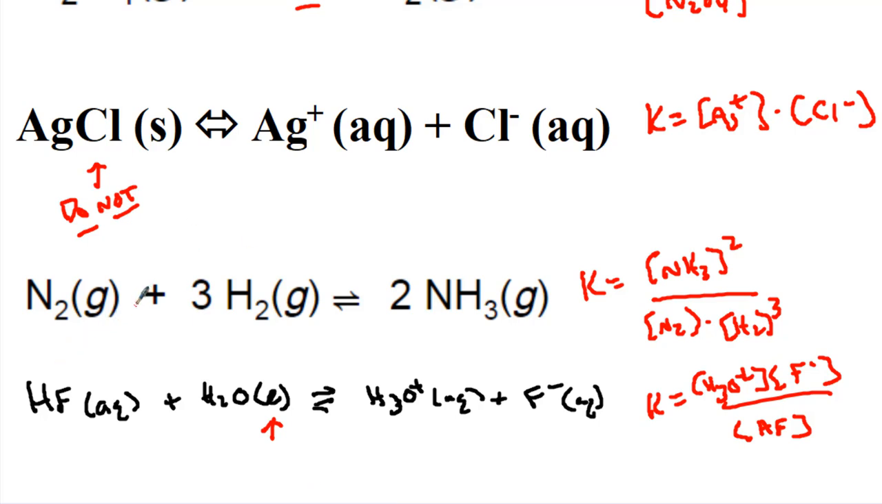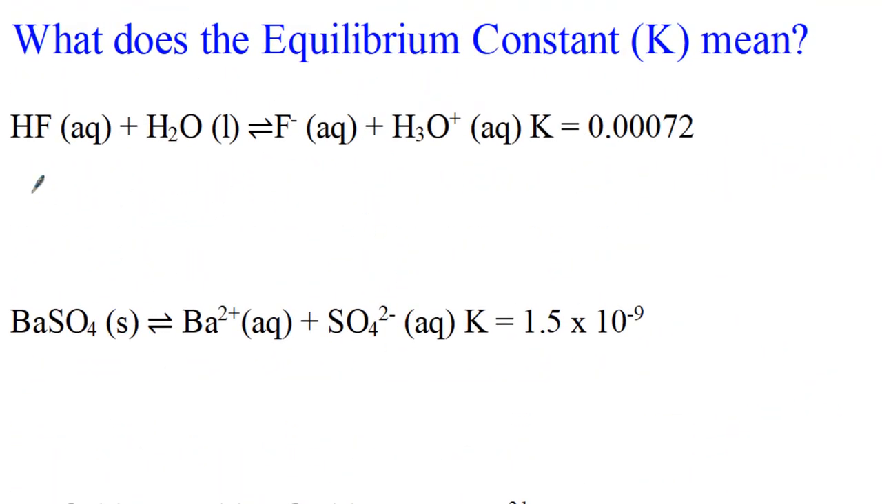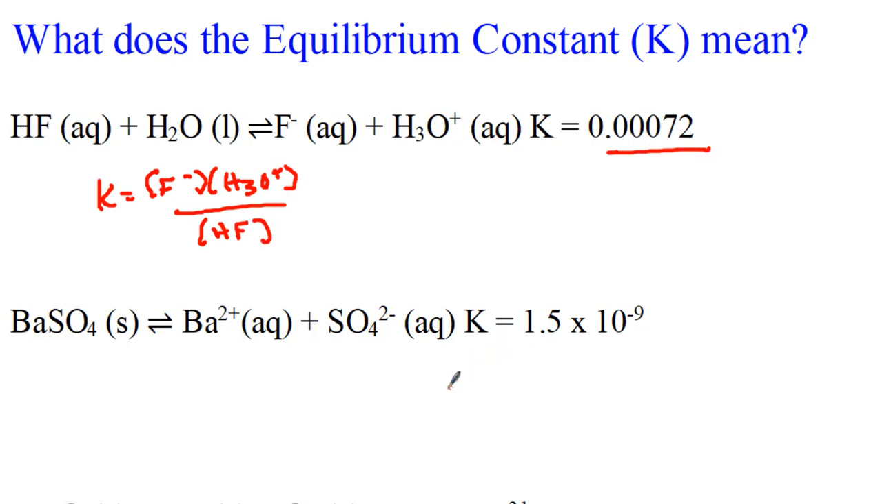Now, you're probably asking, what in the world does this mean? I can do it, but I have no clue what it means. So let's take a look. Here is that equilibrium expression. Your K is going to be the F minus times the H3O plus over the HF. Now look at this K. This K says 0.00072. Is that big or is that small? That is really, really small. That K is less than 1.